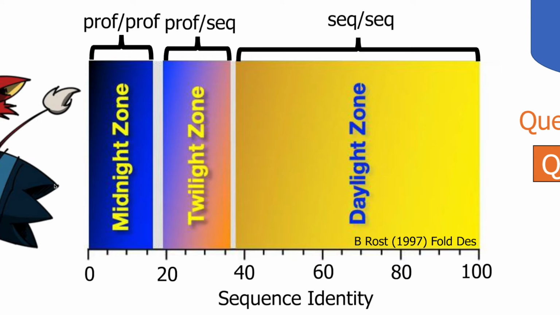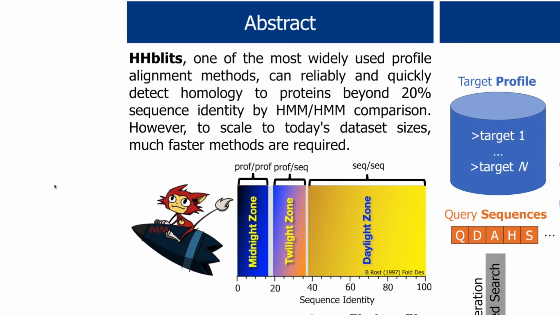Beyond the point where we can confidently align with just sequences, to exploit the midnight or twilight zones of homology, we need the help of profiles that represent a family of similar sequences by specifying frequencies for the 20 amino acid residues at each position. One popular method in profile alignment is HHblits, which can detect remote homology by HMM-HMM comparisons, but to scale with today's exponentially growing database sizes, a much faster method is required.